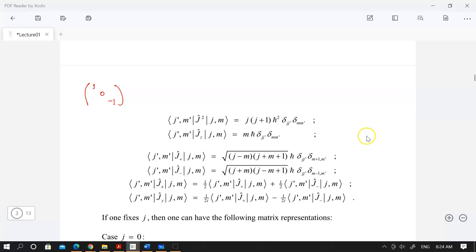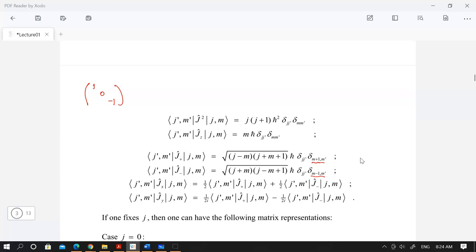And your J plus and J minus, from the formula of how J plus acts on |J, M>, you can find that this will not be a diagonal matrix, because you can see that it will be either in this case, this one will be on top of the diagonal, and this one will be at the bottom of the diagonal.